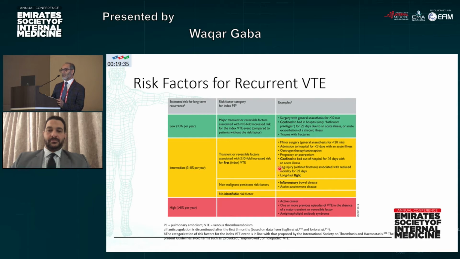So I really like this, and I would ask you to follow these ESC 2019 guidelines. These are the traffic light system, you can see green, yellow, or red. So what we're talking about, if you have a low risk of recurrent VTE, as a green, so essentially you have a patient with a major transient risk factor like a surgery or being in the hospital for more than 3 days or trauma with fractures, you don't have much recurrent risk of VTE.